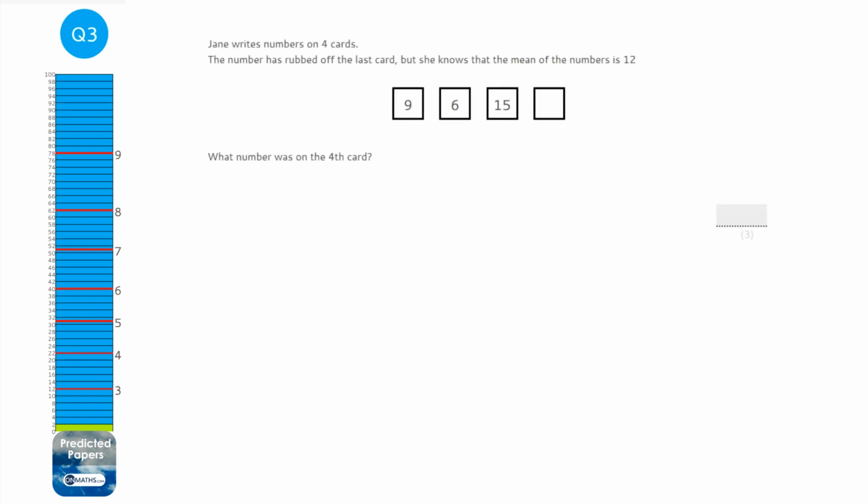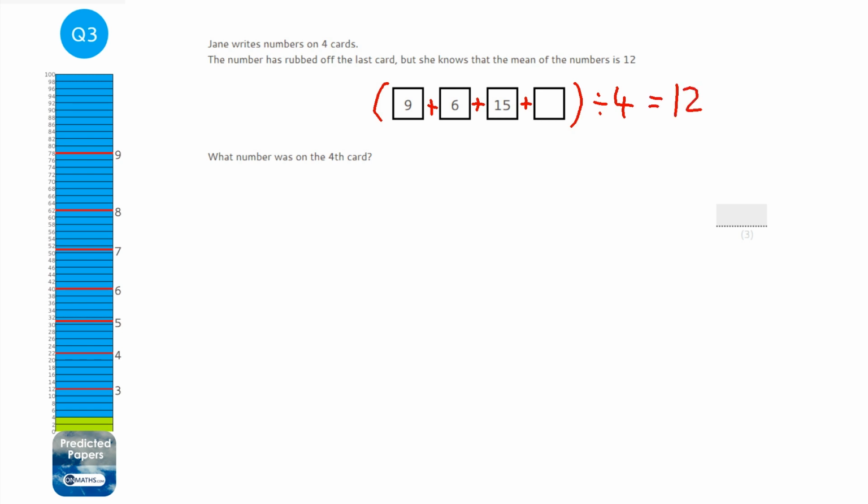Okay, so for this question, we've basically got the mean of the numbers. We know what 3 of them are, but we don't know what the 4th one is, because the number's rubbed off. So first thing for this question is think about how you would work out the mean. You'd work out the mean by adding these numbers together and then dividing by the amount of numbers we've got, which is 4. And we know that equals 12.